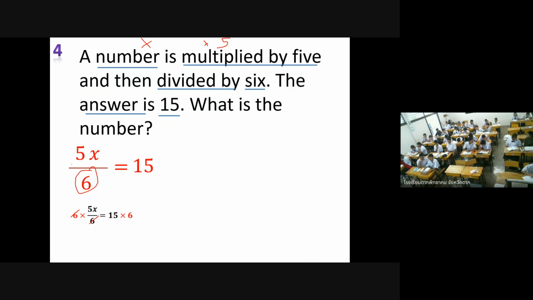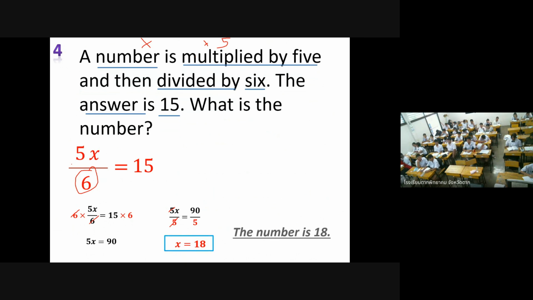So you have 5x is equal to 15 times 6. 15 times 6 is 90. So you have 5x is equal to 90. But again, we only want x, so we need to divide both sides by the coefficient of x, which is 5. 90 divided by 5 is 18. Therefore, the number is 18.